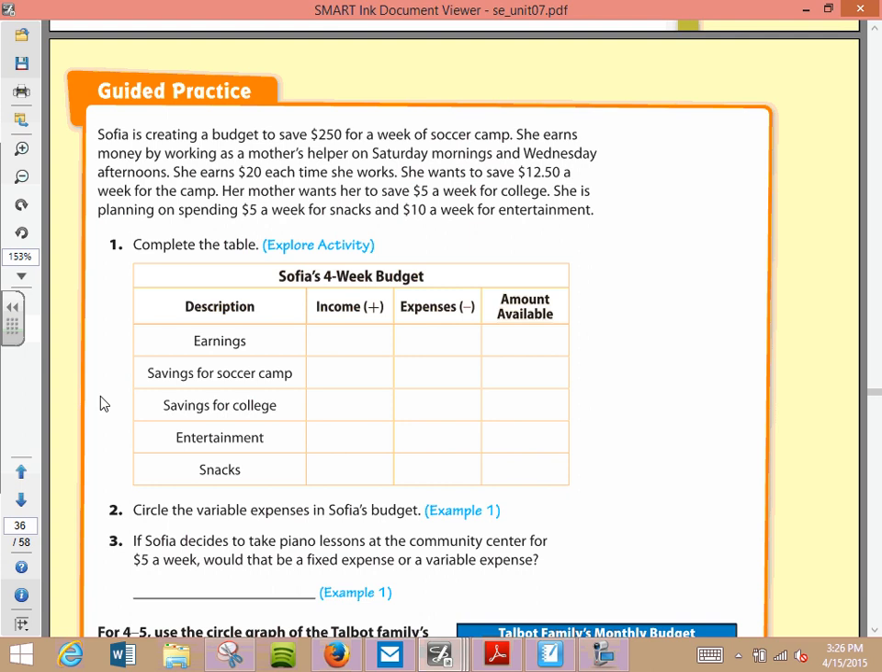She wants to save $12.50 a week for the camp. She earns $20 each time she works. Her mother wants her to save $5 a week for college. She's planning on spending $5 a week for snacks and $10 a week for entertainment. So let's look over here. What are the earnings for Sophia? No, that's how much she wants to save.